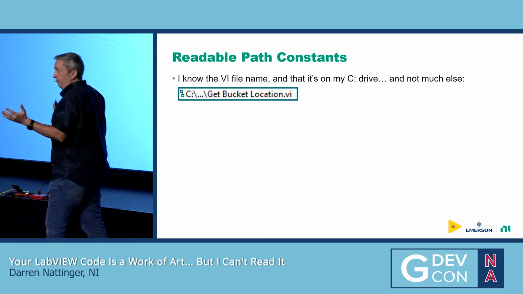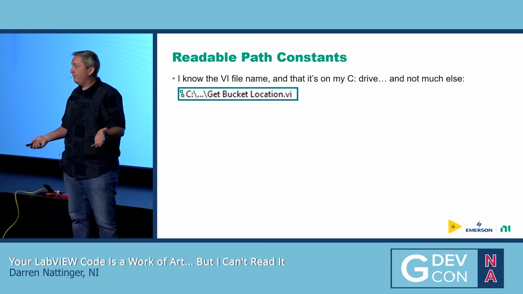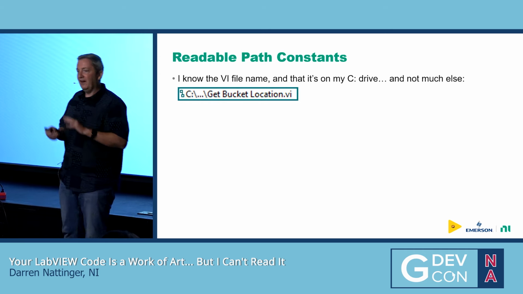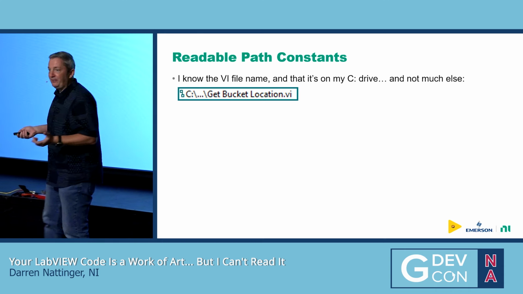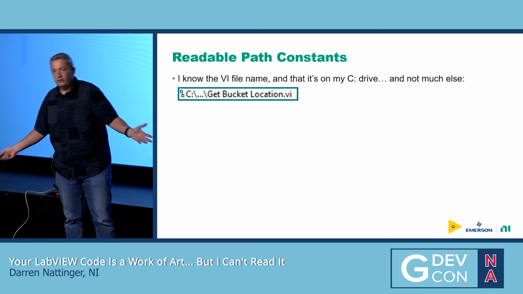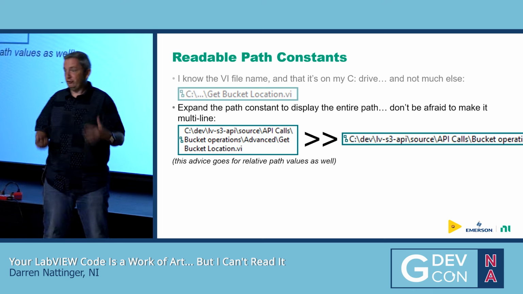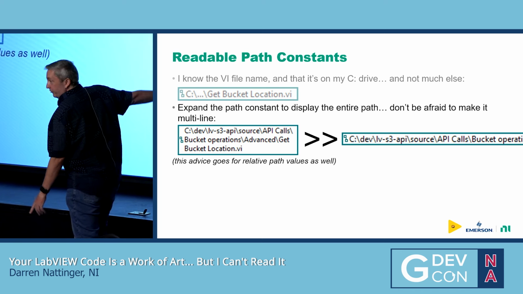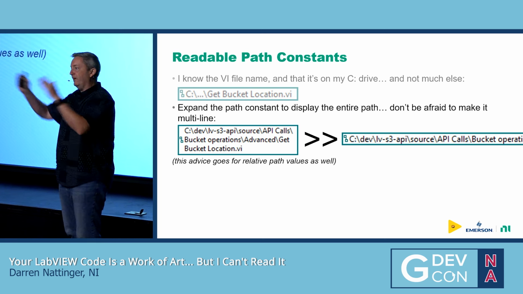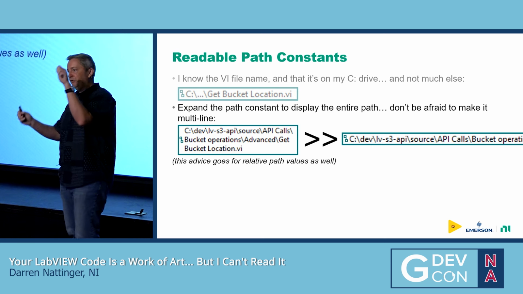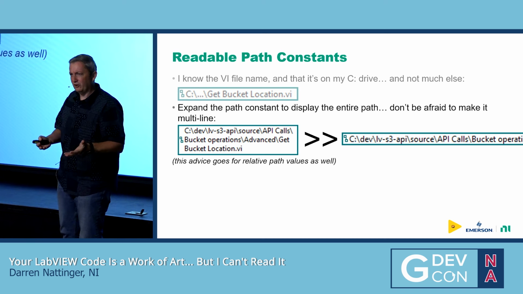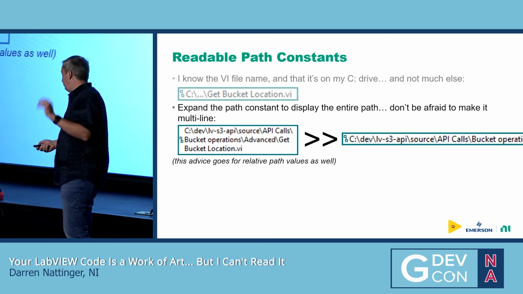All right, let's talk about readable path constants. Several years ago, LabVIEW R&D added the feature to paths to truncate them to show you the ... in the middle. I freaking hate that, because I've got a path now that I know is on my C drive and I know the VI file name, and I don't know anything else. So here's what you do. You show the whole path. And it doesn't have to go off the side of the screen and into the street next door. Just make it multi-line. Just drag it around so that it's not this gigantic, massive, long path constant, but it's a multi-line constant. Follow this advice for relative paths too, because we probably use relative path constants in our code more than we do absolute path constants, but it's the same point.